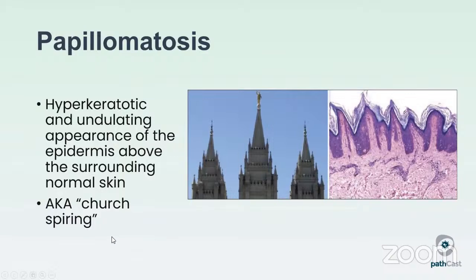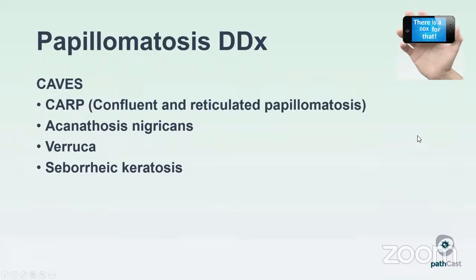Papillomatosis is another term. This is a hyperkeratotic and undulating appearance of the epidermis above the surrounding normal skin, also known as church spiring. So this is nice church spiring papillomatosis seen here. This is a verrucous seborrheic keratosis. But when I see papillomatosis, I have the CAVES differential.